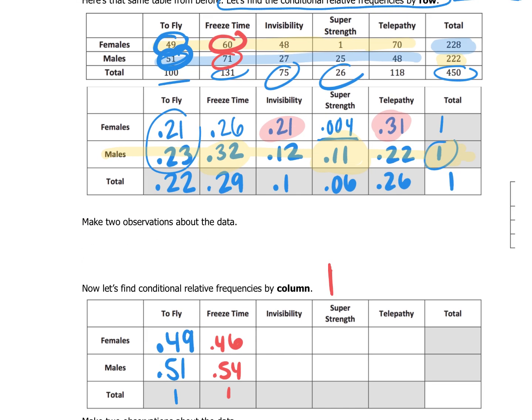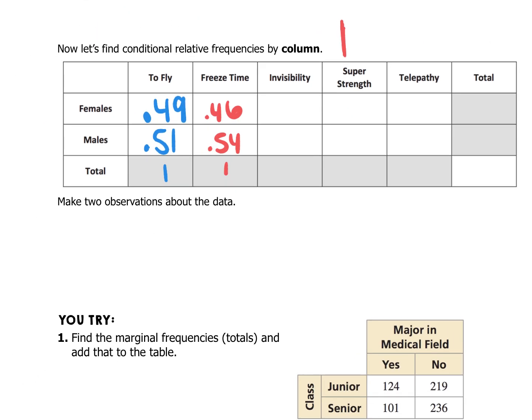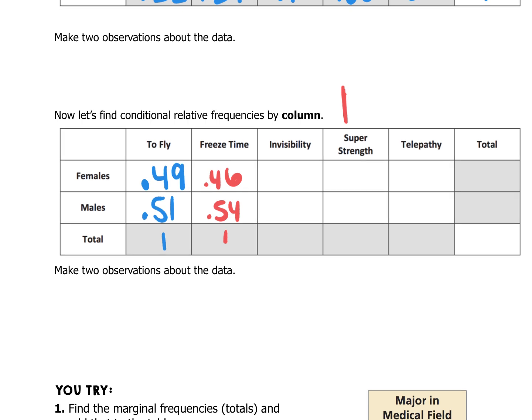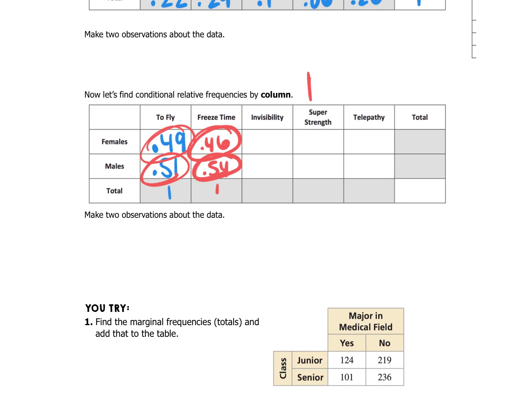I'm not going to fill out this whole chart right now because it is all filled out online on Google Classroom. As far as the observations here go, you want to say something about how it's a percentage of the people who chose that superpower. So this, for example, is 54% of the people who chose freeze time are males. 46% of the people who chose freeze time are females. 51% of the people who chose to fly are males. 49% of the people who chose to fly are females, etc. So just interpret like we did in the past.